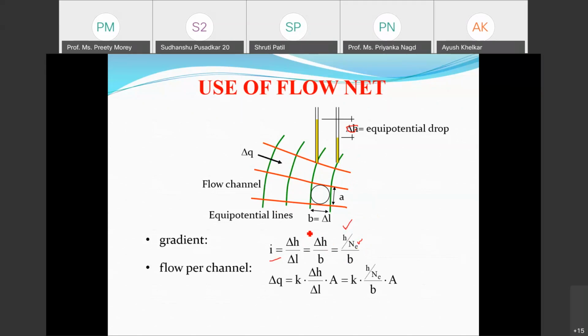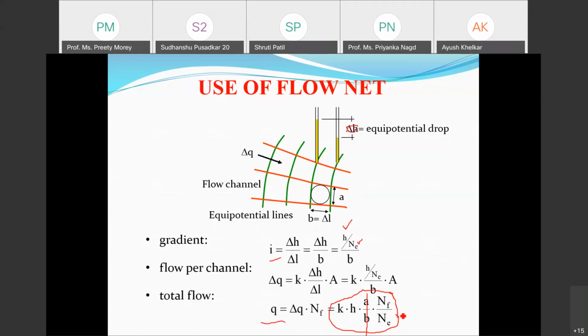So I will put all these values. The total flow will be equal to this equation. You have to remember that the total flow through your flow net will be Q equal to K into H into a by b into NF upon NE. This a is the other dimension of your square. And I said in the flow net all the squares are square, and hence this will be the same. So that gives Q equal to K into H into NF upon NE.